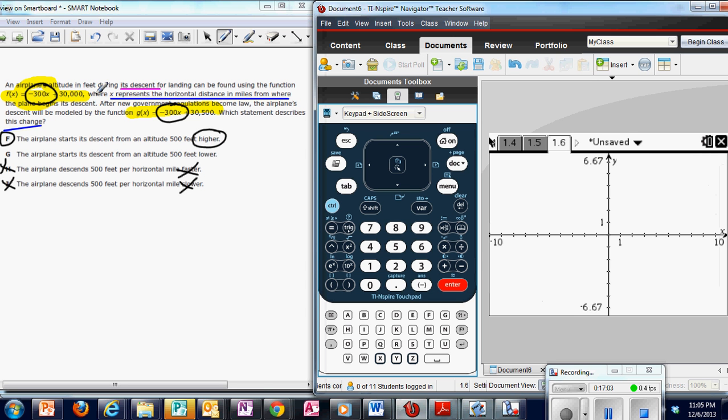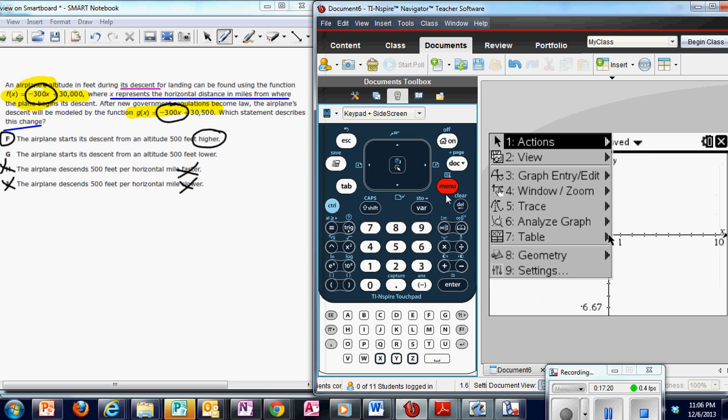Tab, so you get an entry field for the second equation. Y equals negative 300x plus 30,500. Now we'll zoom out so we can see those. So menu, window zoom, and we're going to go to zoom fit, which is A.